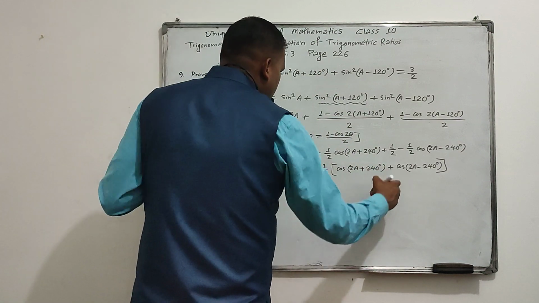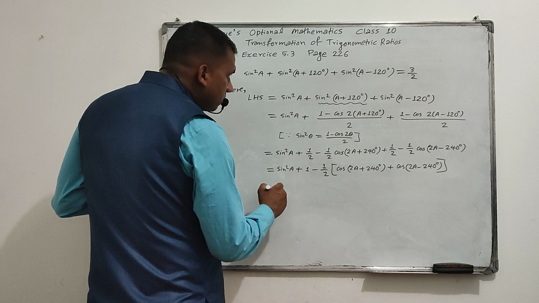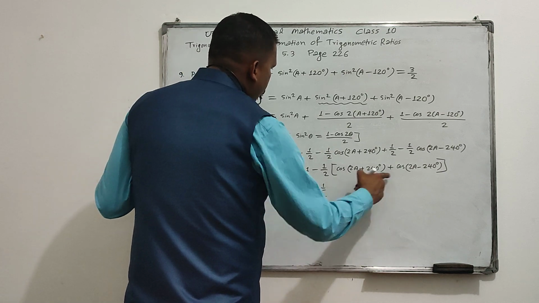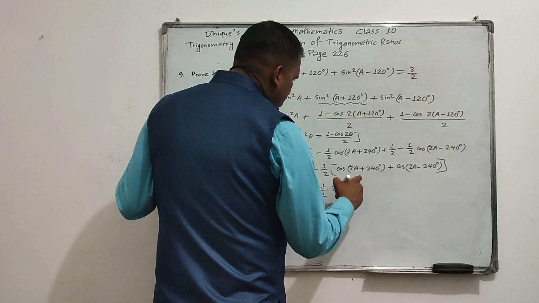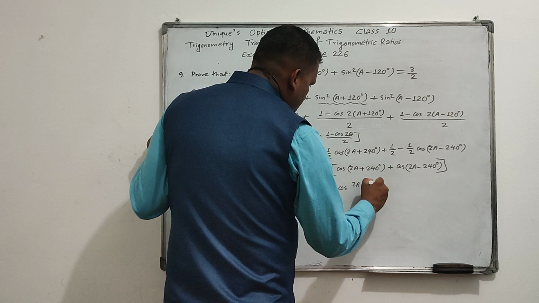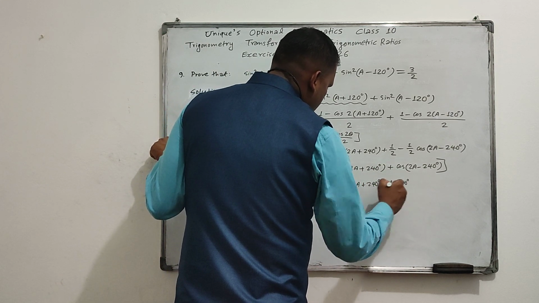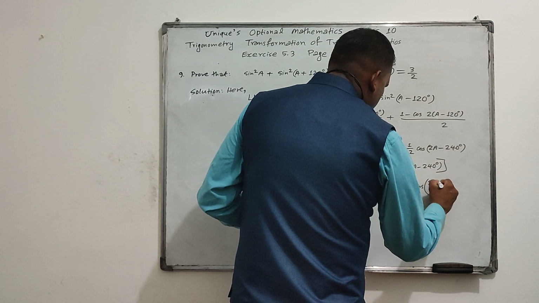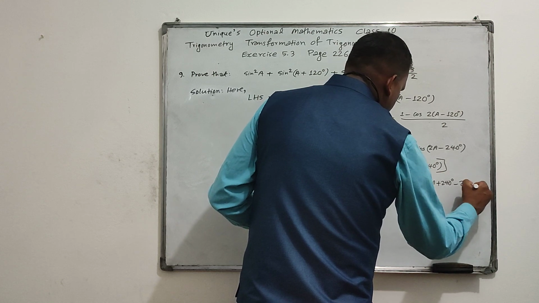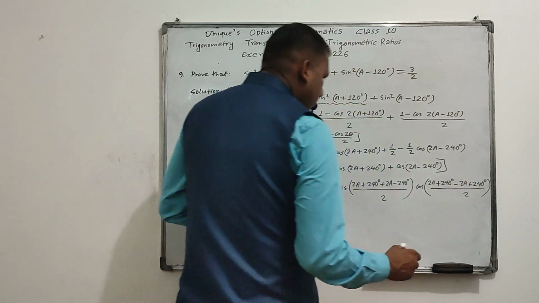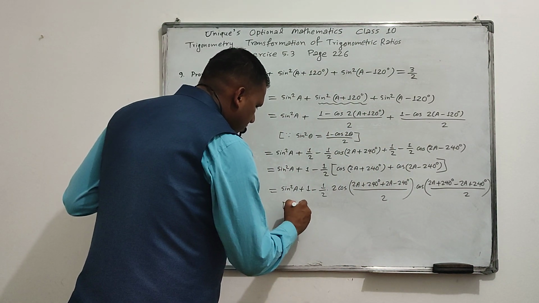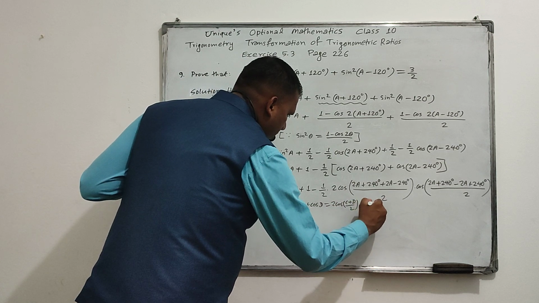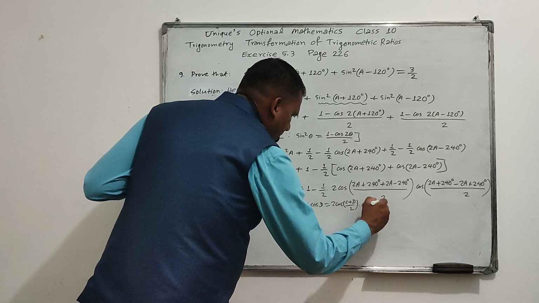Now this is in cos c plus cos d form. So using formula, sin square a plus 1 minus 1 by 2 times cos c plus cos d, that is 2 cos (c plus d) by 2 dot cos (c minus d) by 2. So (2a plus 240 plus 2a minus 240) all upon 2, and (2a plus 240 minus 2a plus 240) all upon 2, because cos c plus cos d equals to 2 cos (c plus d) all upon 2 dot cos (c minus d) all upon 2 by using this formula.